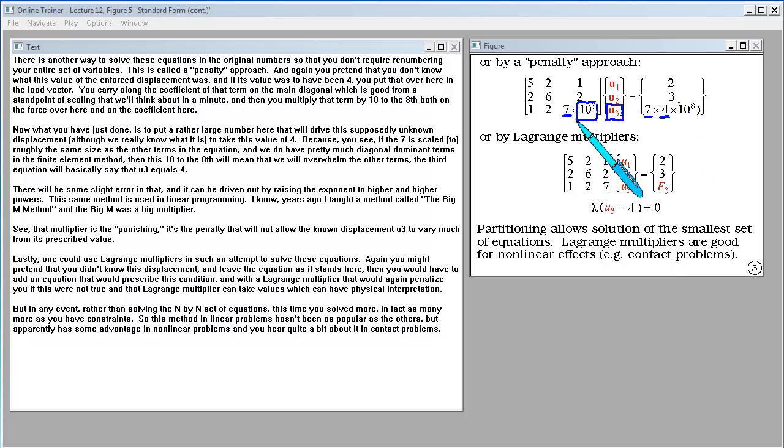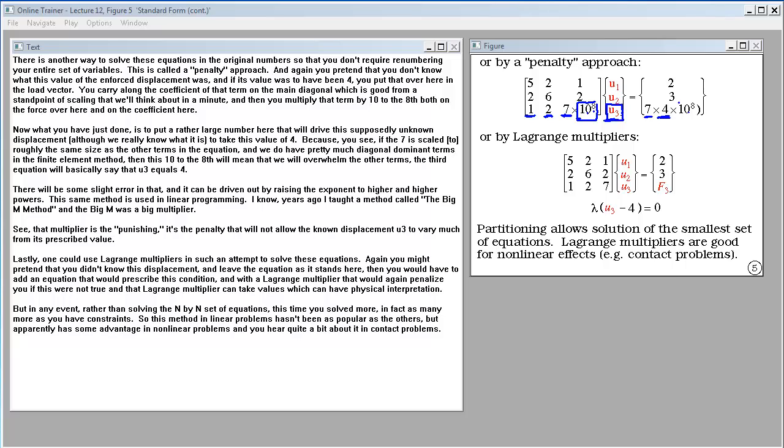Because you see, if the 7 is scaled of roughly the same size as the other terms in the equation, and we do have pretty much diagonal dominant terms in the finite element method, then this 10 to the 8th will mean that we will overwhelm the other terms. The third equation will basically say that u3 equals 4. There will be some slight error in that, and it can be driven out by raising the exponent to higher and higher powers. This same method is used in linear programming.